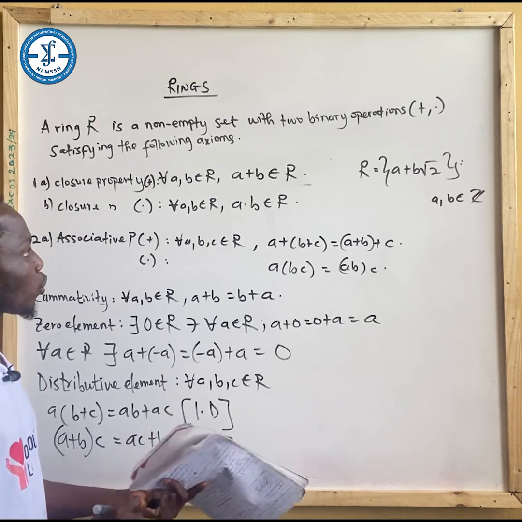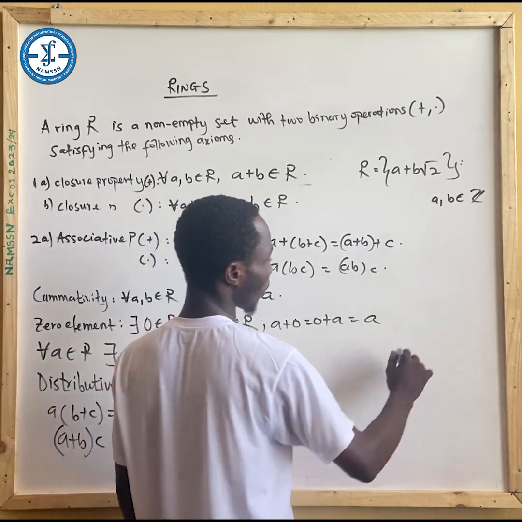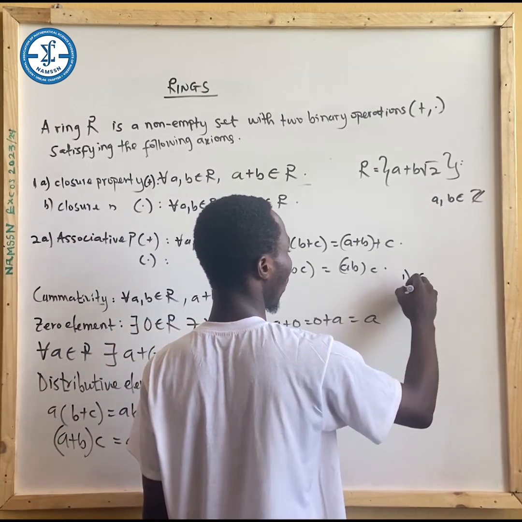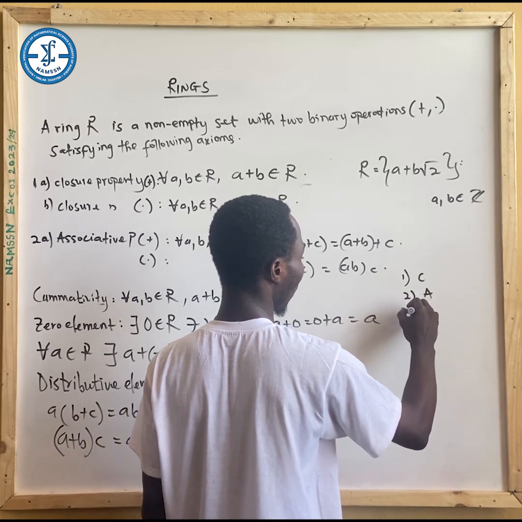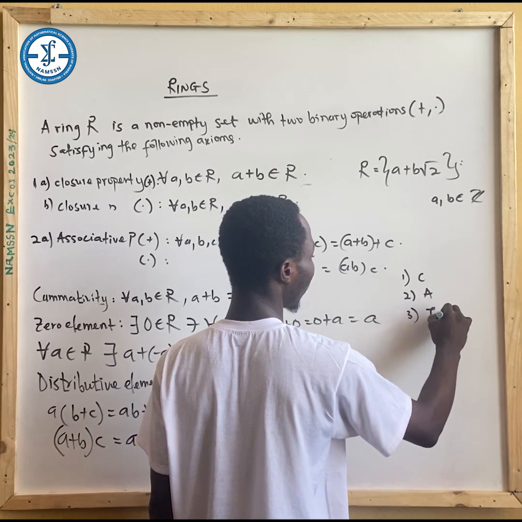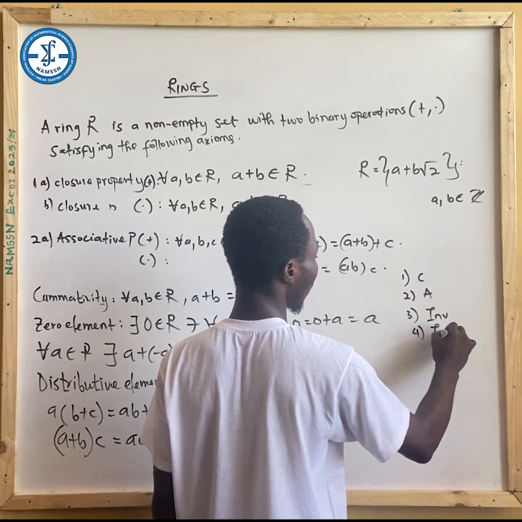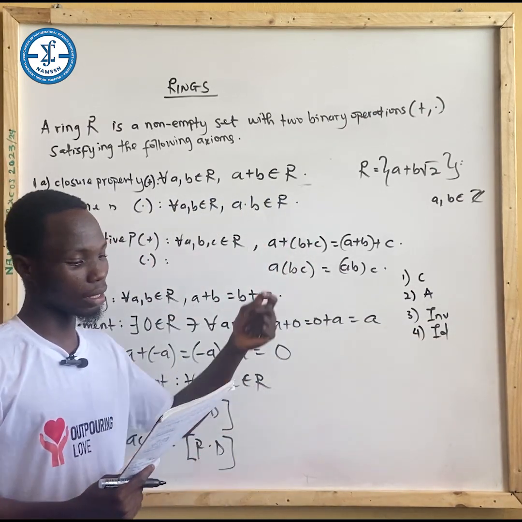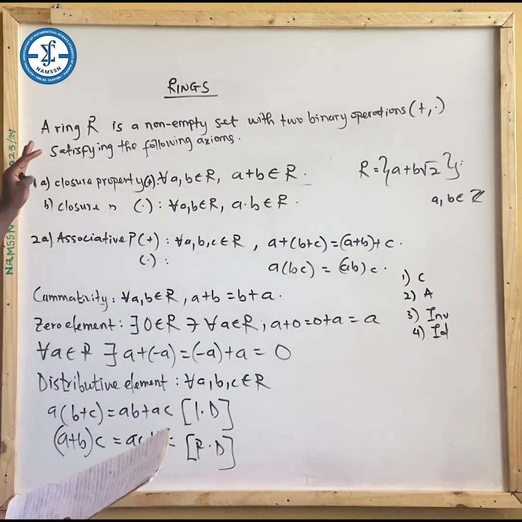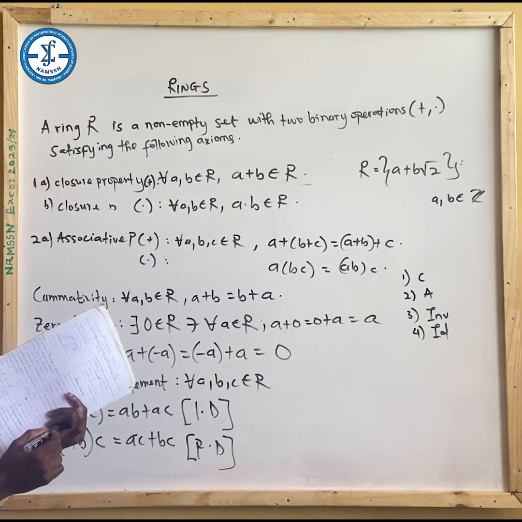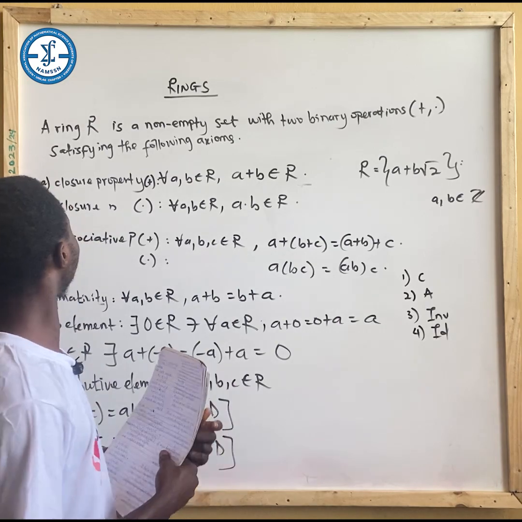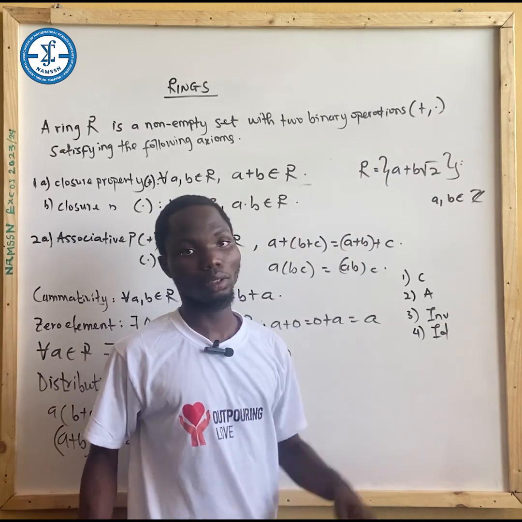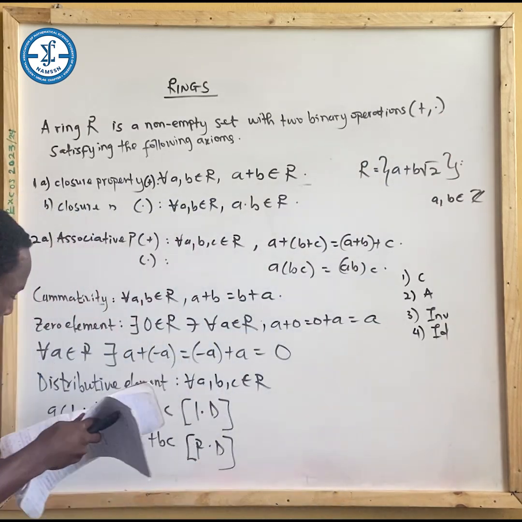So anytime you're asked to show that a set is a group, we know what we want to show. One is the closure property, two is the associative property, three existence of inverse elements, and four existence of identity elements. So if you're asked to show that a given set is a ring, these are all the conditions we need to show. And take note, the binary operations on a ring are addition and multiplication.